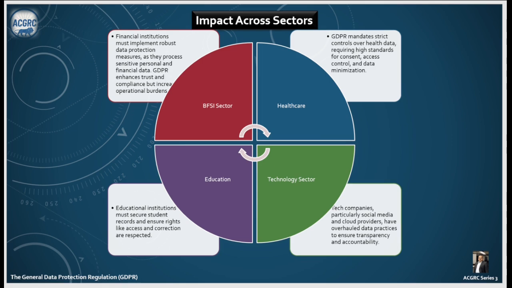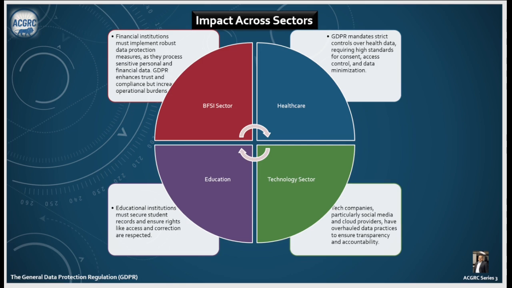Now, coming on to the education sector. Education institutes must secure students' records and ensure rights like access and correction are respected. In simple language, schools, colleges, universities, and online learning platforms collect and use a lot of personal data about students, parents, teachers, and staff. This includes names, addresses, grades, health records, photos, and even online activities. Because of this, the education sector must follow GDPR rules to keep personal data safe and used properly.